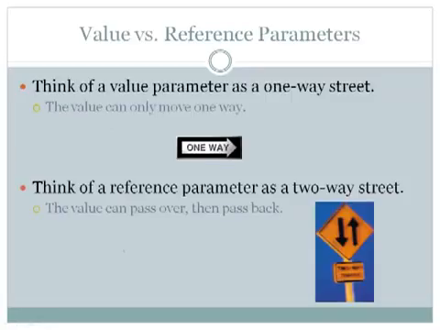Think of a value parameter as a one-way street, so you can only send that information over one way. Think of a reference parameter as a two-way street. Basically what you're doing is you're passing over the address that says here's where this value is located. The method can then access that value, modify it, and put that modified value back into the address.